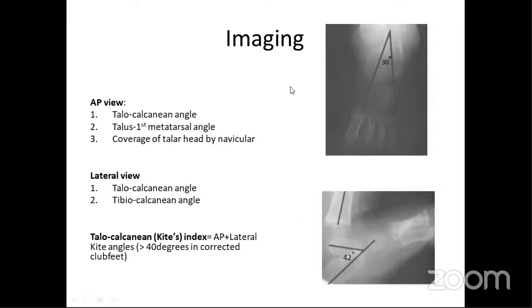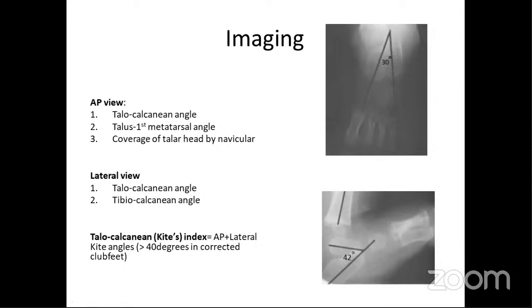Now, what do we see on an imaging, right? On an AP view, you see the talocalcaneal relationship, right? In a lateral view also, the talocalcaneal relationship is the most important angle, right? Besides, there are several other angles which are described, which are important. The relationship between the talus and the first metatarsal, right? If the navicular is present, then how much navicular is covering the talar head should be seen. On a lateral view, besides the talocalcaneal relationship, we can include the tibiocalcaneal angle, right? And lastly, there is the talocalcaneal index, which is generally asked in the exams.